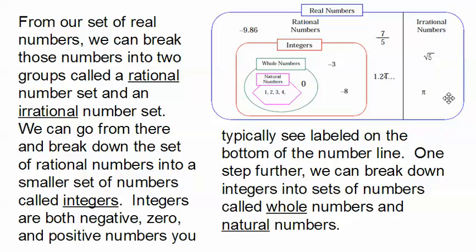We have irrational numbers. These are kind of crazy numbers, square root of 5, pi. These numbers typically will go on and on and on without repeating, and their decimals never stop. And then we have real numbers over here. These typically are the numbers that we use quite a bit in math.